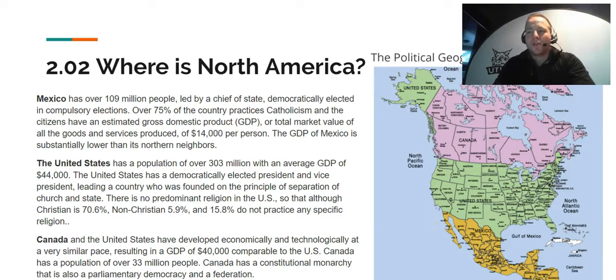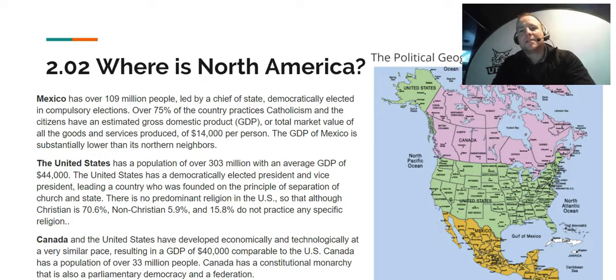And you think about that and you wonder why people from Mexico and then Central America, what we're talking about, want to get into the United States and Canada. Think of that when you think of only $14,000 per person.